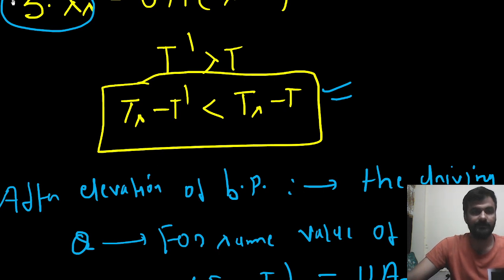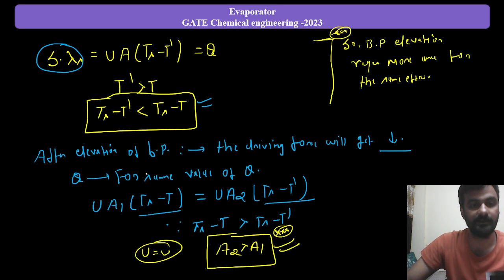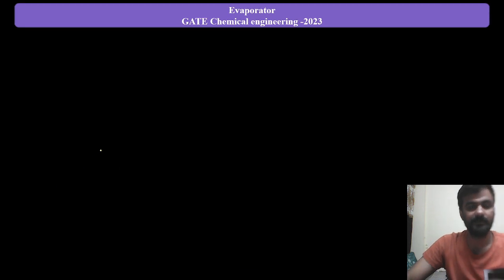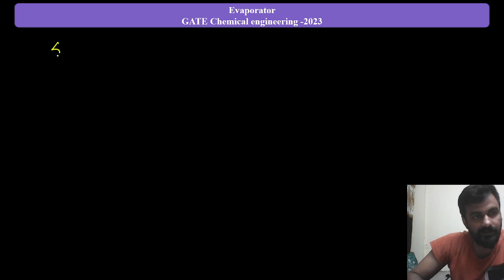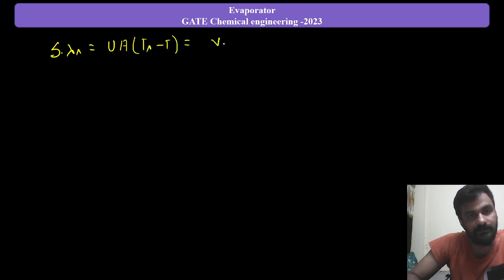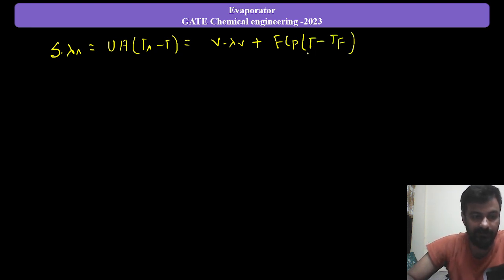I hope up to this point the thing is very clear to all of you. With increase in boiling point, more area will be required for the evaporation, right? Now one more thing that I want to convey here. That S into lambda S that I have derived, that is equal to UA (Ts minus T), that is equal to V into lambda V plus F Cp (T minus Tf), right?